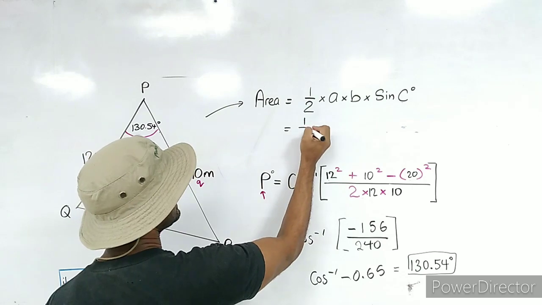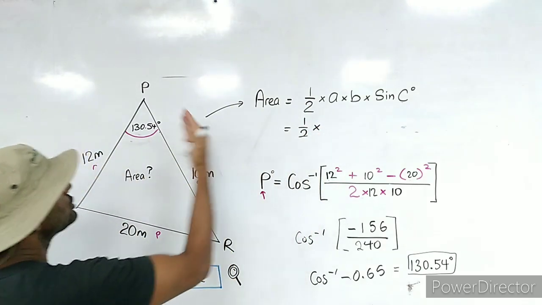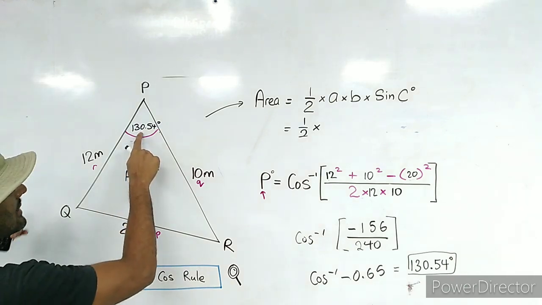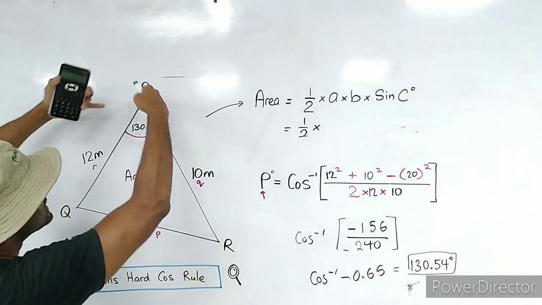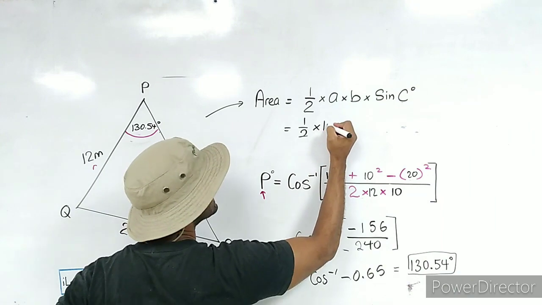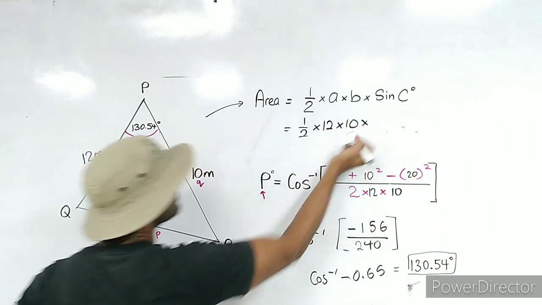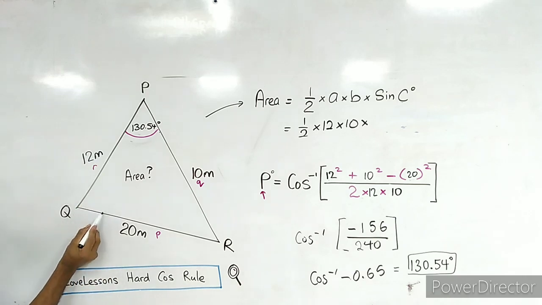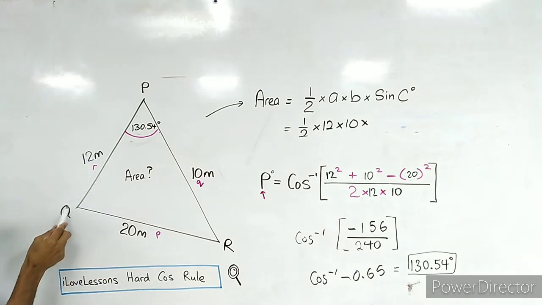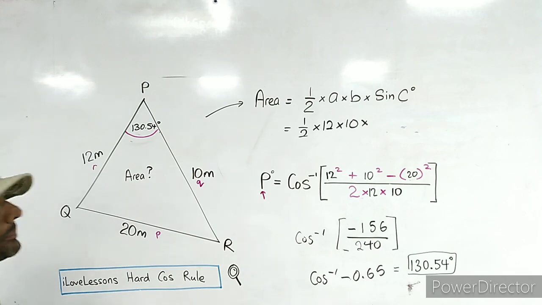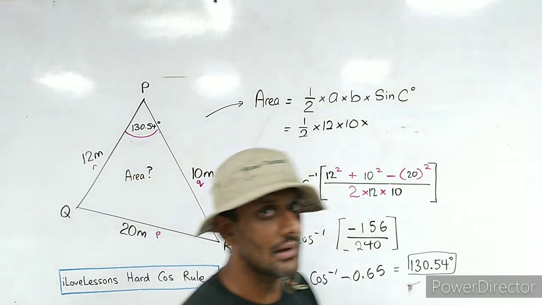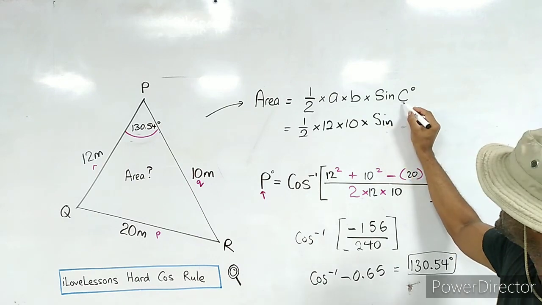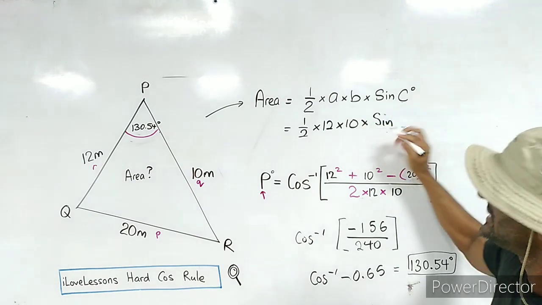The area is a half multiplied by the two sides that are bordering the angle. So if I have this angle, I have to use the 12 and the 10. I don't have a choice. I will not be using the 20. If I had found angle Q, then I could use the 12 and the 20. But I found angle P. And the truth is, it doesn't matter which angle you find. And sine C is the angle in between the two sides.